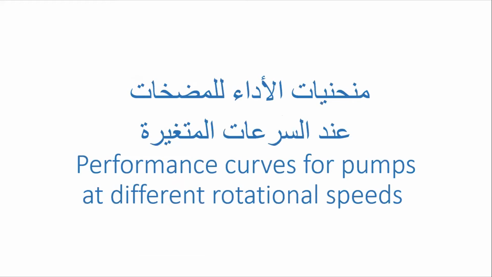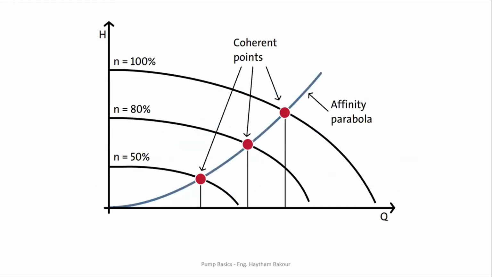Performance curves for pumps at different rotational speeds. We are going to speak here in short about using the pumps at different rotational speeds, which has been used for about 10 years. And currently it is used on a very wide range in the advanced, developed countries, using inverter technology. It is used to measure and change the rotational speed of the pump.